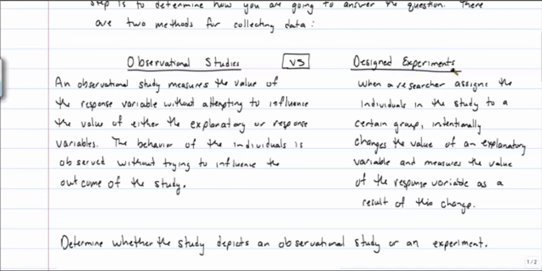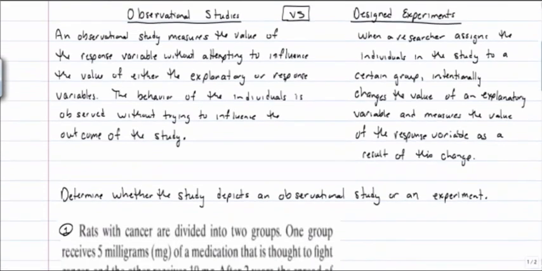In a designed experiment, a researcher assigns the individuals in the study to certain groups and intentionally changes the value of the explanatory variable. For example, you give one group the medication, another group a placebo, and then measure the value of the response variable as a result of this change. Did their acid reflux improve with the medication? Did it improve with the placebo?